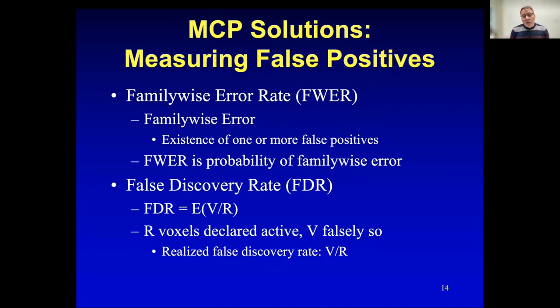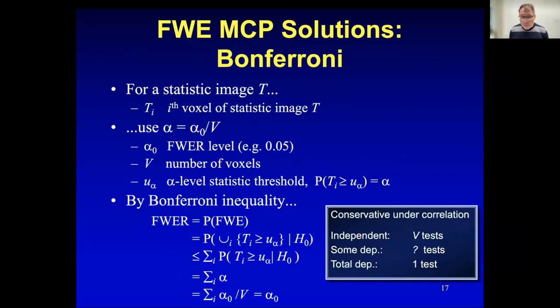So it turns out that there are multiple ways of assessing false positive risk in the multiple testing setting. There's no one unique way to do it. There are actually multiple. So we'll start by talking about perhaps the most narrow and precise way of talking about false positive risk in the multiple testing setting, and that is the family-wise error rate. A family-wise error is the existence of any, or one or more, false positives, and the family-wise error rate is the probability of that error, of one or more false positives.